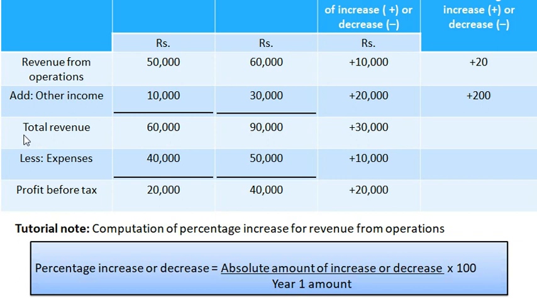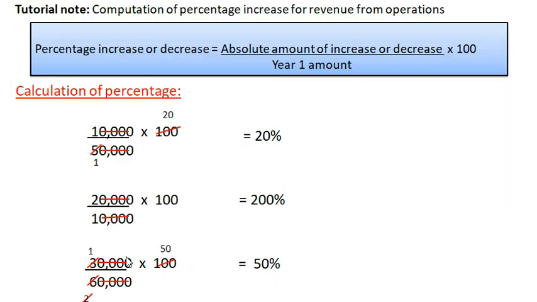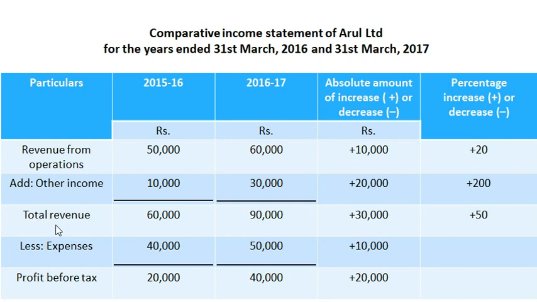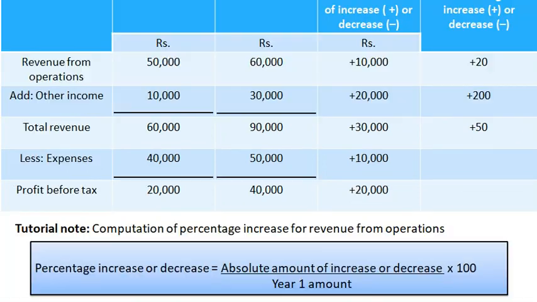Now we will find the percentage for total revenue. Absolute amount of total revenue is 30,000. Year 1 amount is 60,000. 30,000 by 60,000 into 100. 4 zeros get cancelled. 1 times 3, 2 times 3 is 6. Again 1 times 2, 50 times 2 is 100. So therefore the percentage of total revenue is 50. As the absolute amount is increasing, the percentage will also increase.